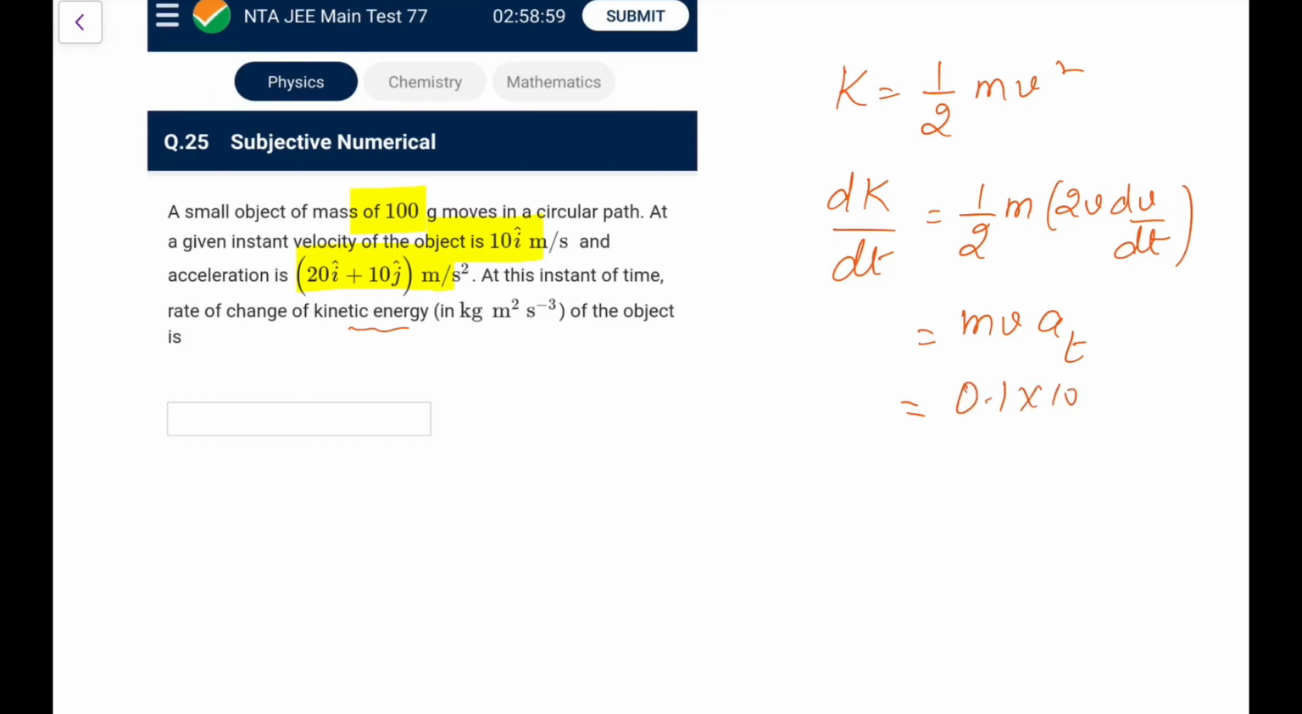So what is m? m is 0.1, v is 10, and at is this one, the component along the velocity, that is 20. So it's going to be 20, whatever the unit, it would be 20 joule per second, or kilogram meter square per second cube, whatever you can write. So the answer is going to be 20, a nicely designed question.